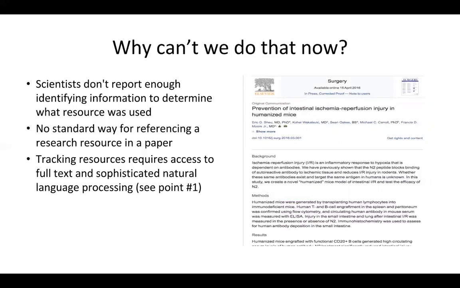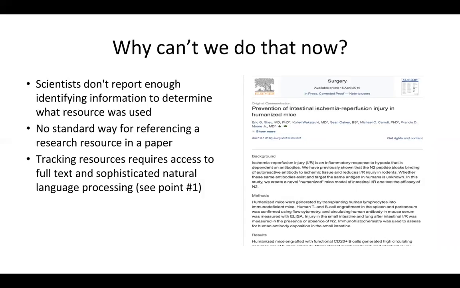Well, again, RRIDs are saying we can do that now, but essentially scientists don't report enough identifying information to determine what exact resource was used in a paper. I think we've all experienced this, and our current systems for actually reporting this are non-standardized. A lot of people are putting things like locations of vendors because that's how we were all taught to do it, which is not very useful these days.